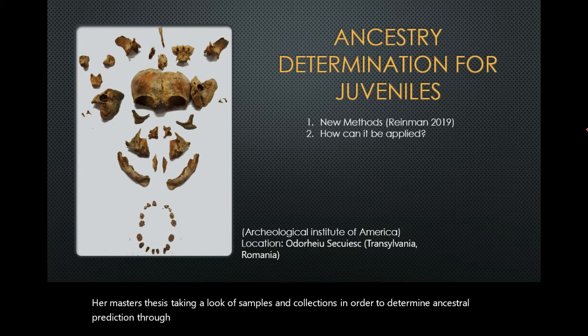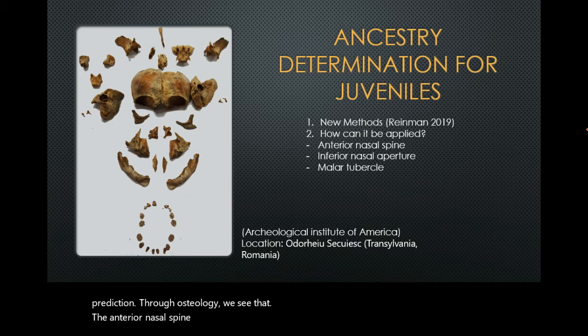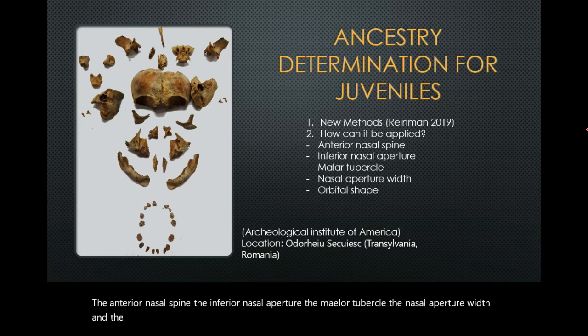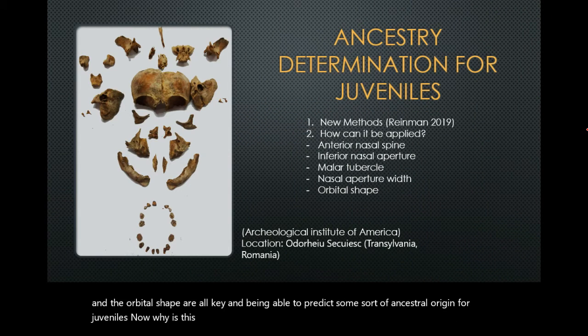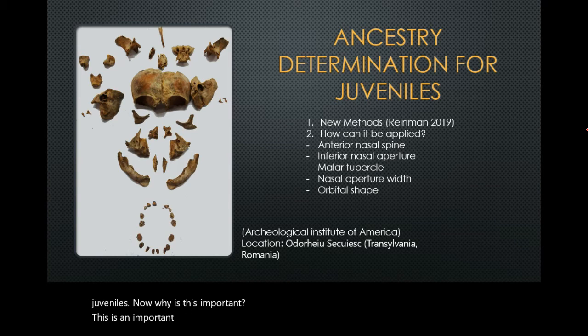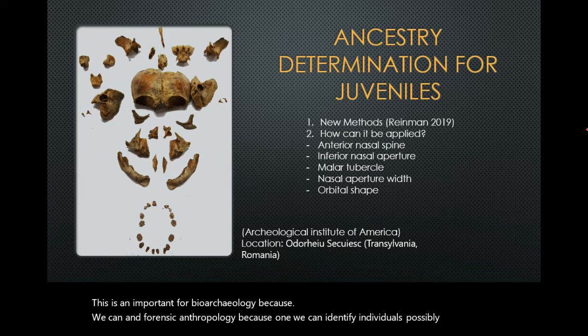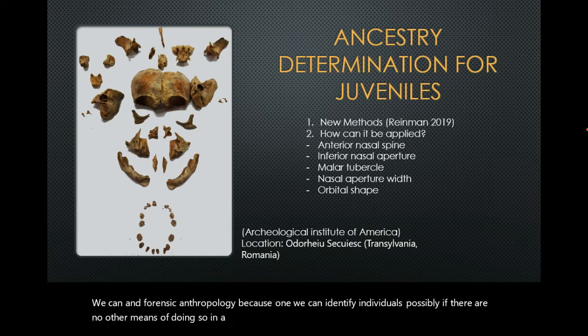We see that the anterior nasal spine, the inferior nasal aperture, the malar tubercle, the nasal aperture width, and the orbital shape are all key in being able to predict some sort of ancestral origin for juveniles. Now, why is this important? This is important for bioarchaeology and forensic anthropology because, one, we can possibly identify individuals if there are no other means of doing so. In a bioarchaeological context, we can find racial discriminations and piece together historical concepts through that.